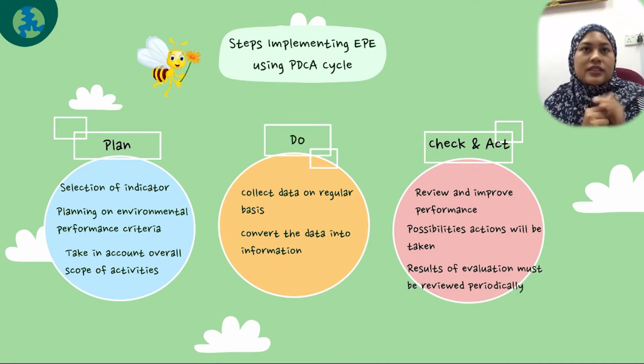The third one is check and also act. Check and act mean we review and also improve our performance and the data that we are collecting. If there is any possible action to be taken, we should take it. And also, the result of the evaluation must be reviewed periodically.